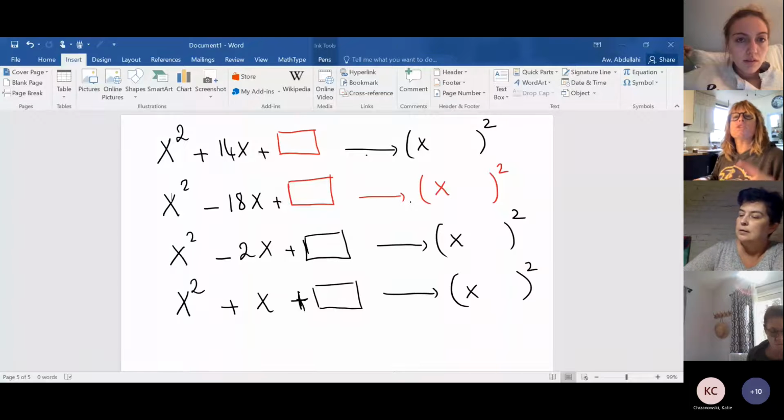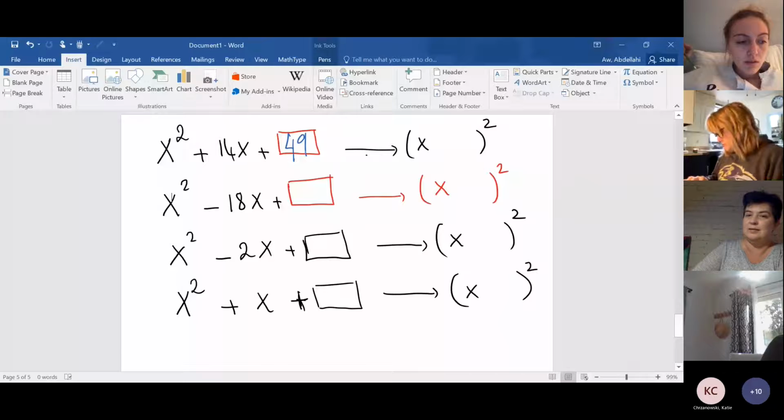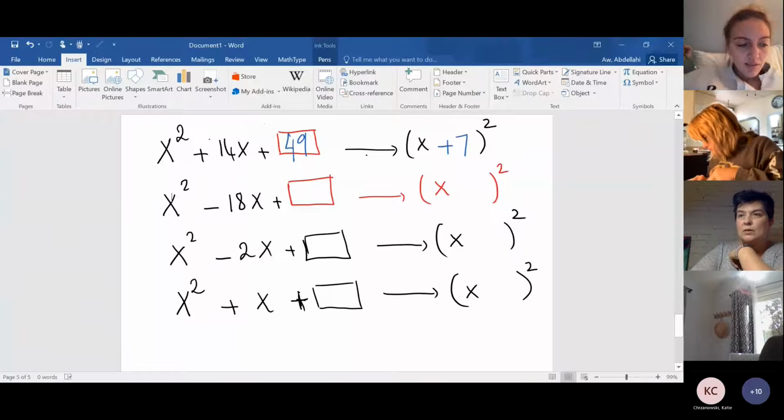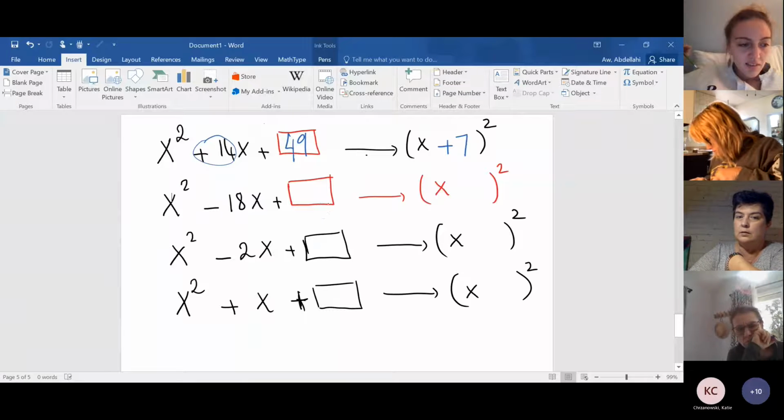Oh, I thought you meant what goes in the parentheses. Okay, now what goes in the parentheses? Now you are right. Now it's going to be x plus 7 all squared, right? The half of this number right here, positive 14. Okay, the next one, which number do you have to add to make it a perfect square?